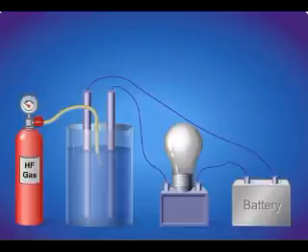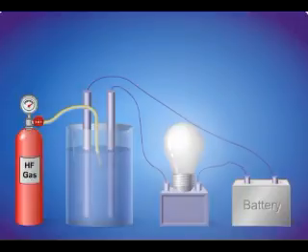Hydrofluoric acid, HF, is a weak acid which only partially ionizes in water. HF is a weak electrolyte. The solution contains only a small number of ions, therefore the solution is weakly conducting and the light bulb is dimly lit.